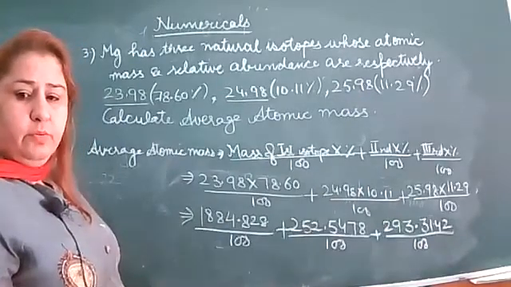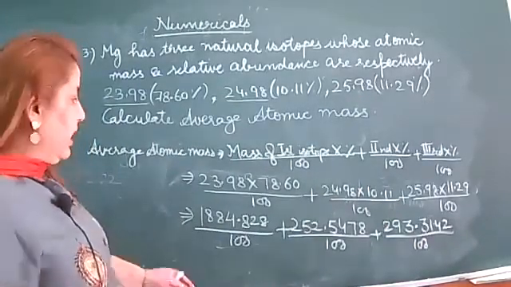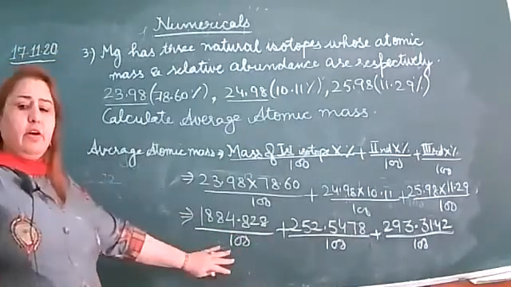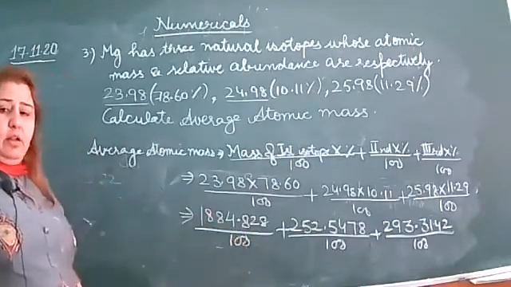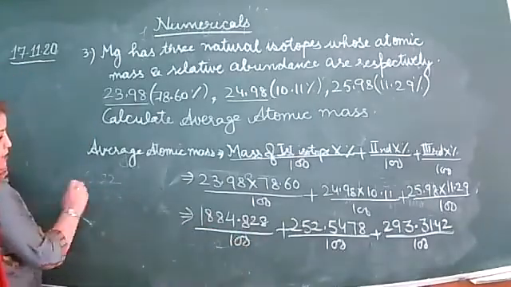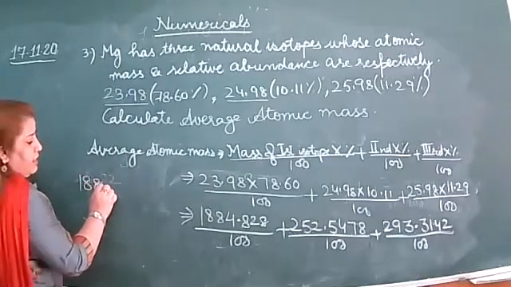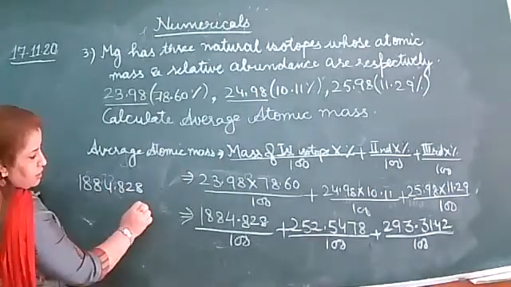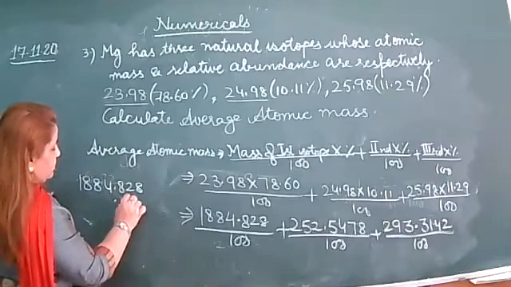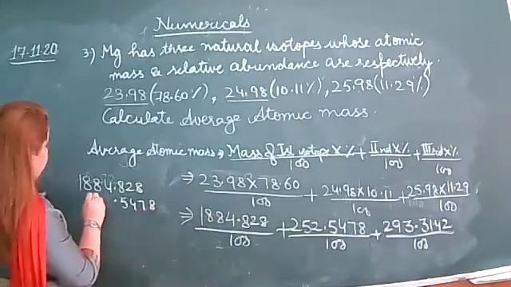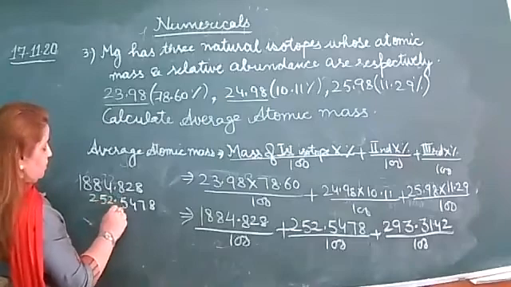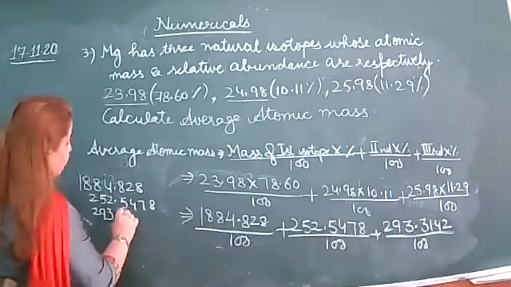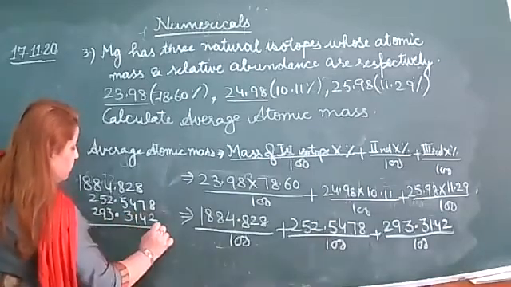So what we can do, we can take the LCM also, right? And after that we can solve it, or firstly we can convert this 100 as a decimal. Anything you can do. I am writing it here, multiplying this: 184.828. Second is 5478, then 252, then 293.3142. Right? Add this.